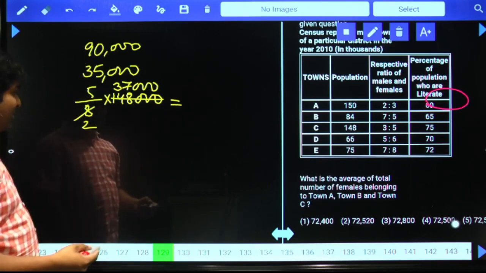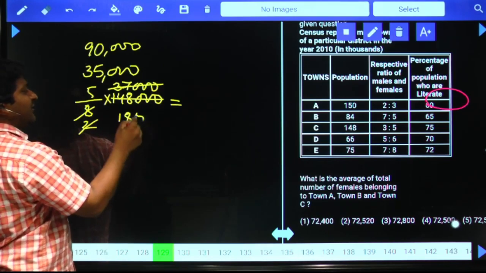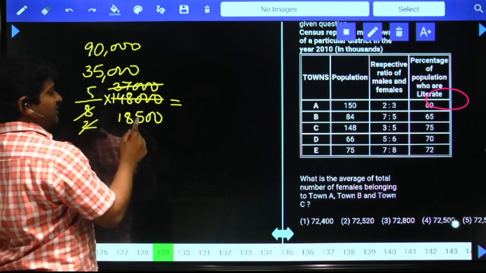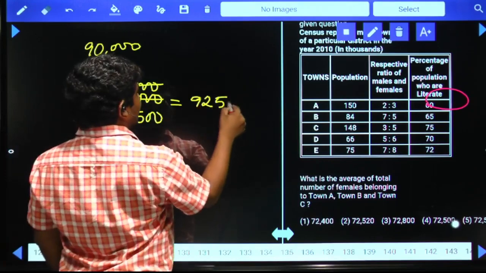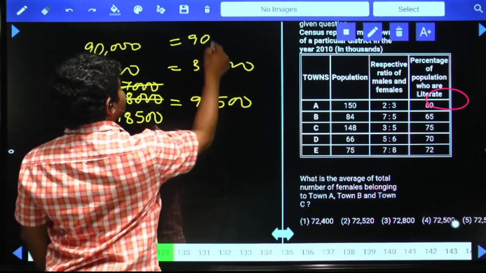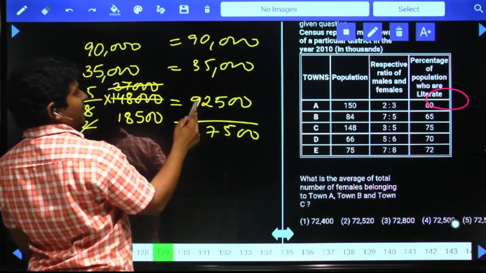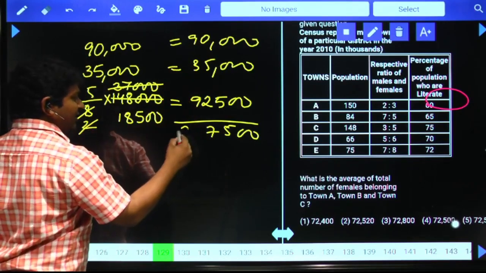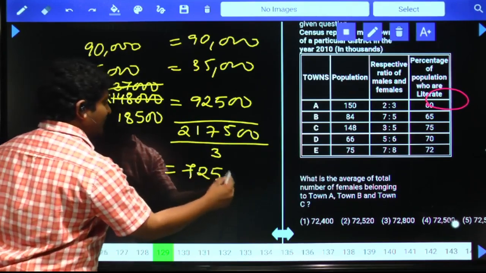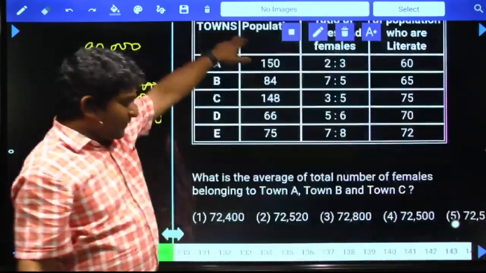Simplification is taking a lot of time. Let me take again 2 ones, 8 times, 5 times, 00. This number multiplied by 5. 10 times and then half of that, that is 92,500. 92,500 here. And here we have 35,000 and here we have 90,000. Total sum of all these numbers 500, 700 and then 18 plus 3, that is 21. Average divided by 3, which is equal to 72,500. 72,500, which is our fourth option.